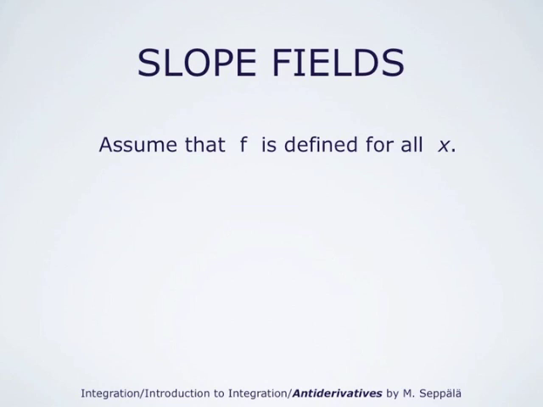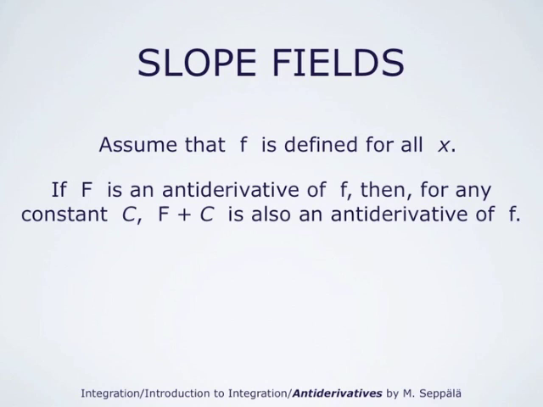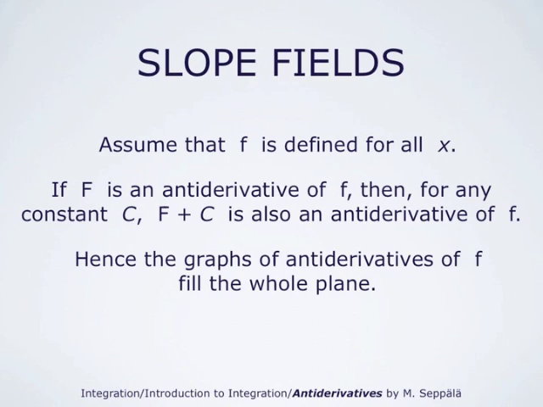So we assume that a function f is defined for all x. Then, if capital F is an antiderivative of the function small f, then for any constant C, F plus C is also an antiderivative of the function f. And now if you consider the graph of F and all the functions of the form F plus C, then one observes that these graphs fill the whole plane. Therefore, we may look at the so-called slope field.